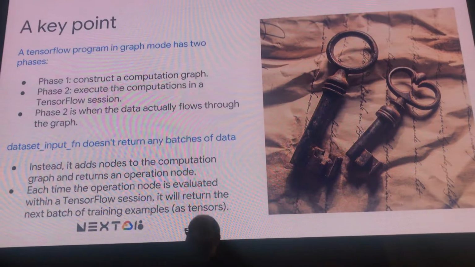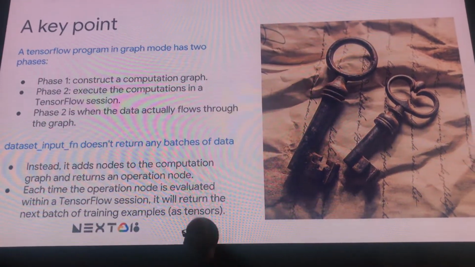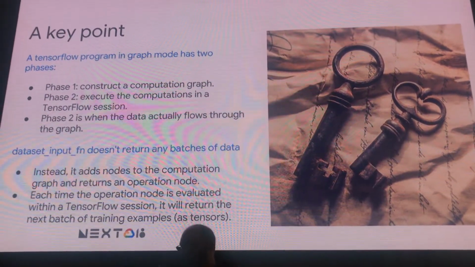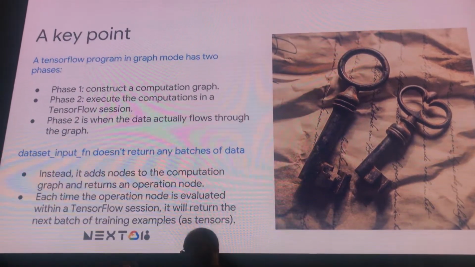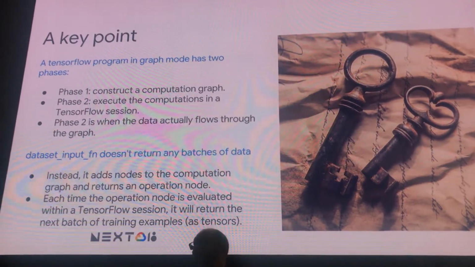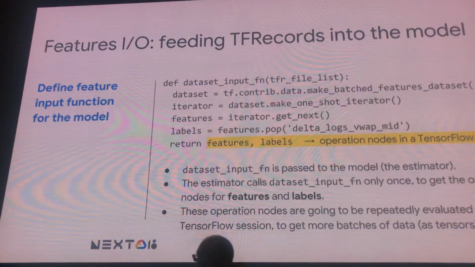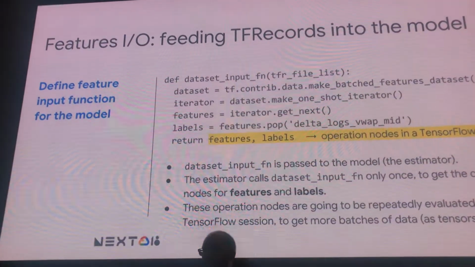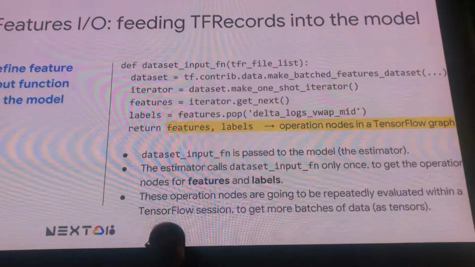So in our function, the data set input function, as it's implemented, it doesn't return any batches of data yet, but instead what it does is it adds nodes to the TensorFlow computation graph. And then when later on the nodes are evaluated within a session, they will be returning the next batch of training examples upon each evaluation. So we're back to the data set input function. It returns features and labels. Features is an operation node in a TensorFlow graph, and labels is another operation node in the TensorFlow graph.